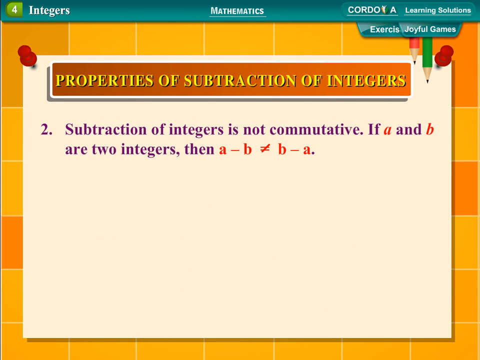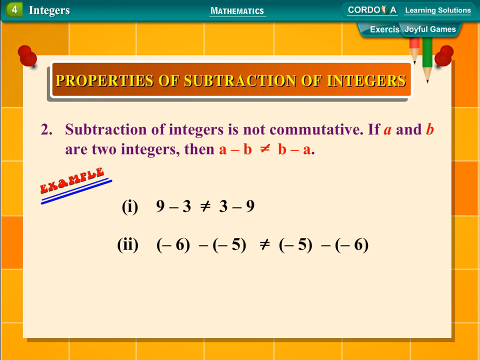Subtraction of integers is not commutative. If a and b are two integers, then a minus b is not equal to b minus a. For example, 9 minus 3 is not equal to 3 minus 9. Minus 6 minus 5 is not equal to minus 5 minus 6.